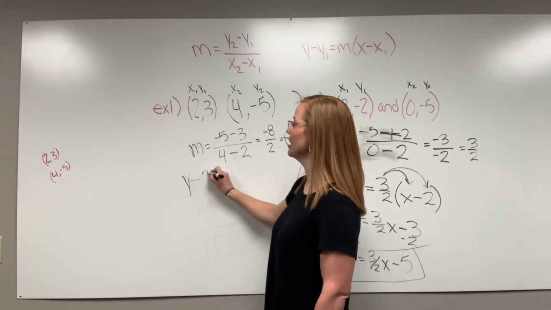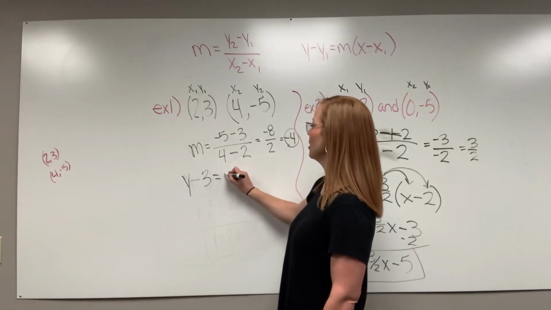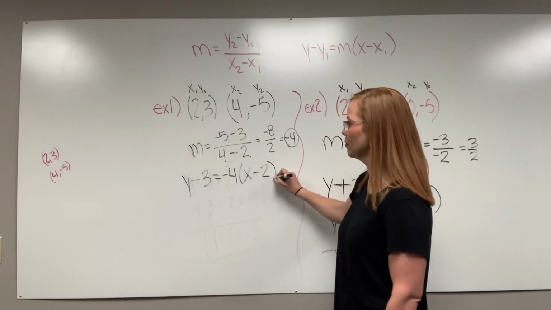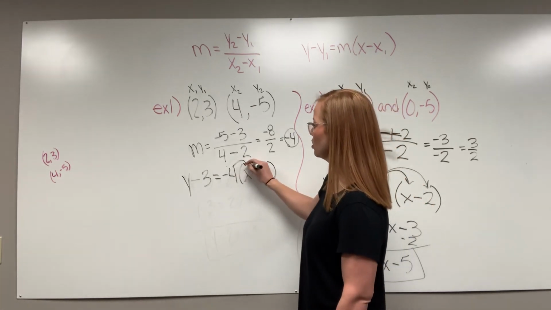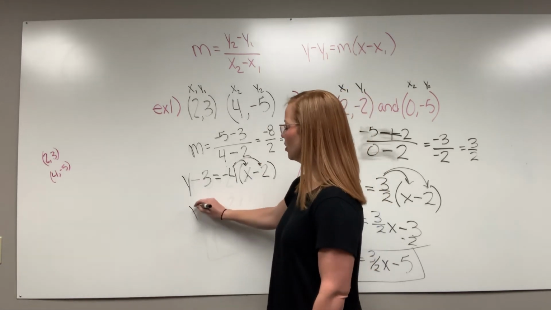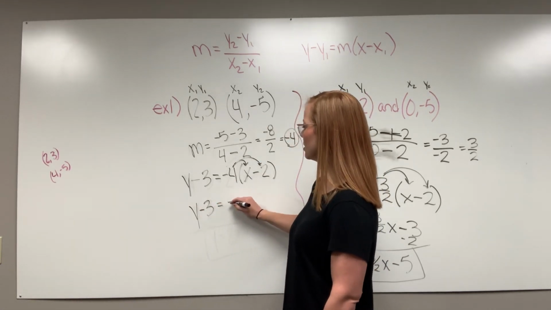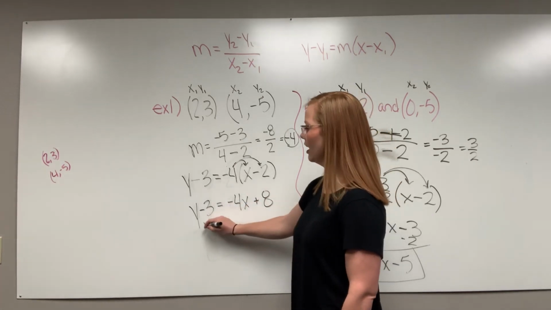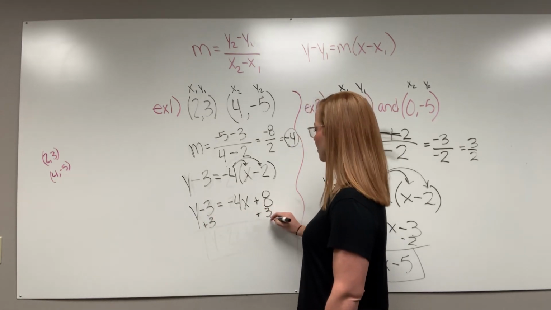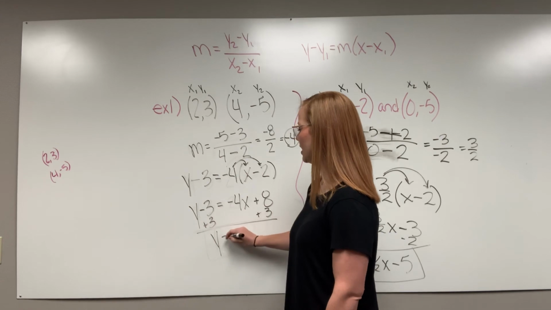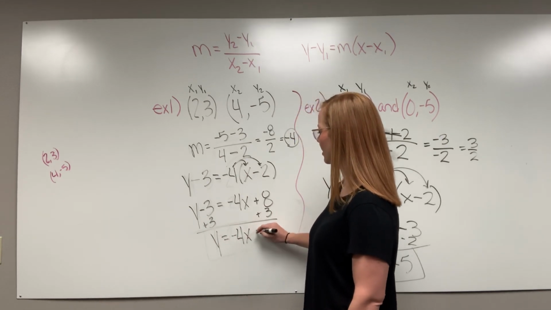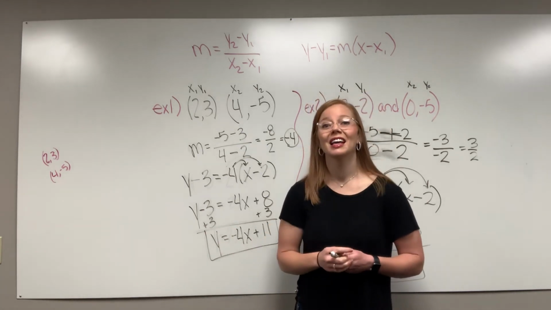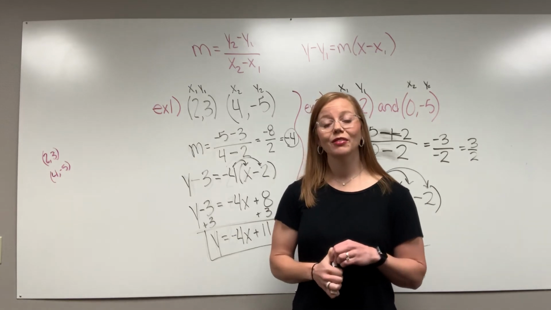So y minus 3 equals the slope times x minus 2. Next step is your distributive property with your slope. Y minus 3 equals negative 4x plus 8. Add 3 to both sides, and we get y equals negative 4x plus 11. That's how we find a linear equation whenever we're given 2 points.